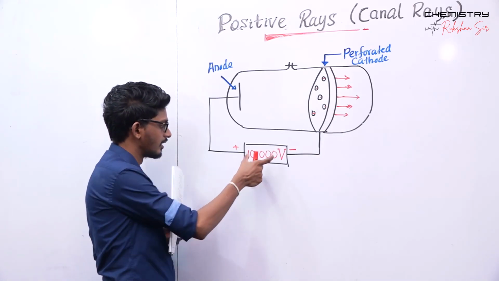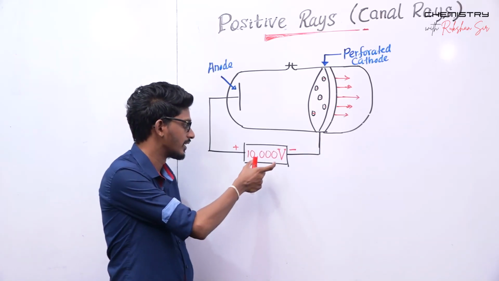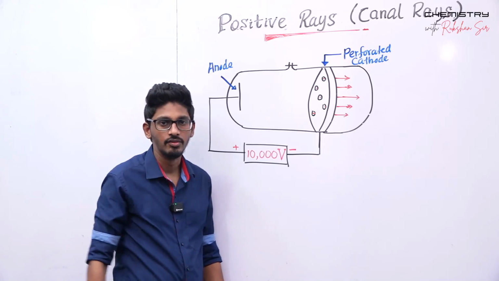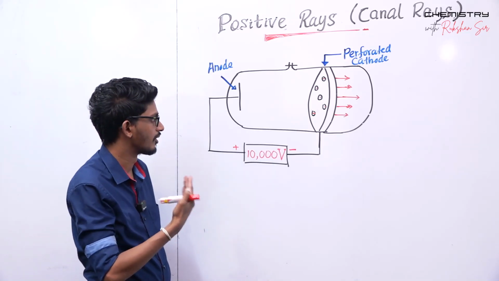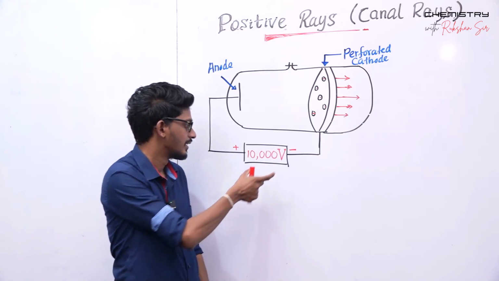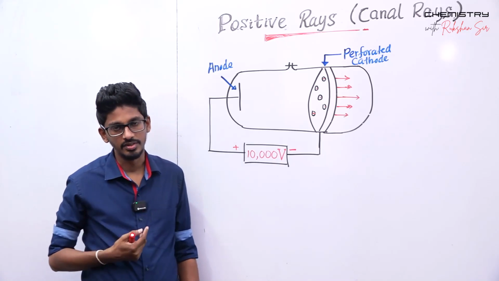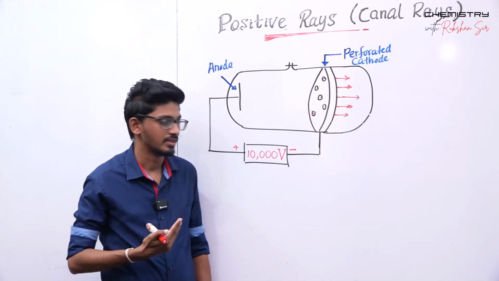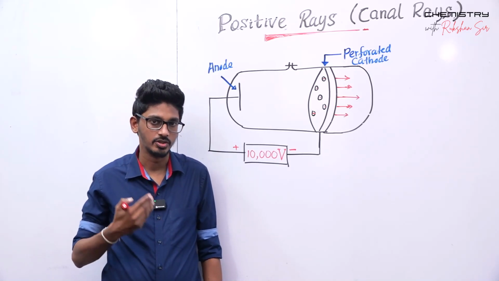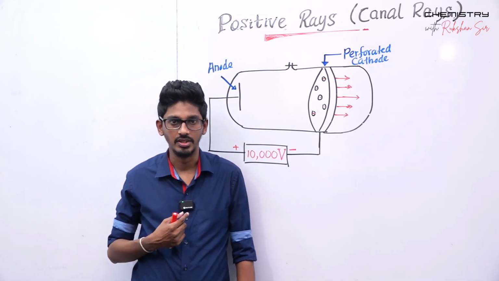They have used a high voltage. Actually, that voltage is a bit more than the voltage used in the cathode ray tube, right? Here, to observe the positive rays, they have used some greater voltage than for the observation of the cathode rays. Let's discuss why they wanted such a high voltage to observe the canal rays. That is the first thing we need to discuss here.